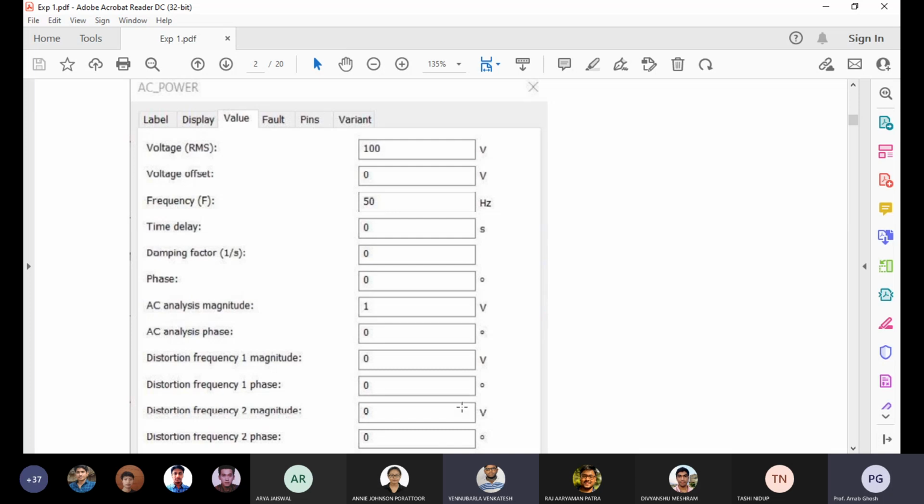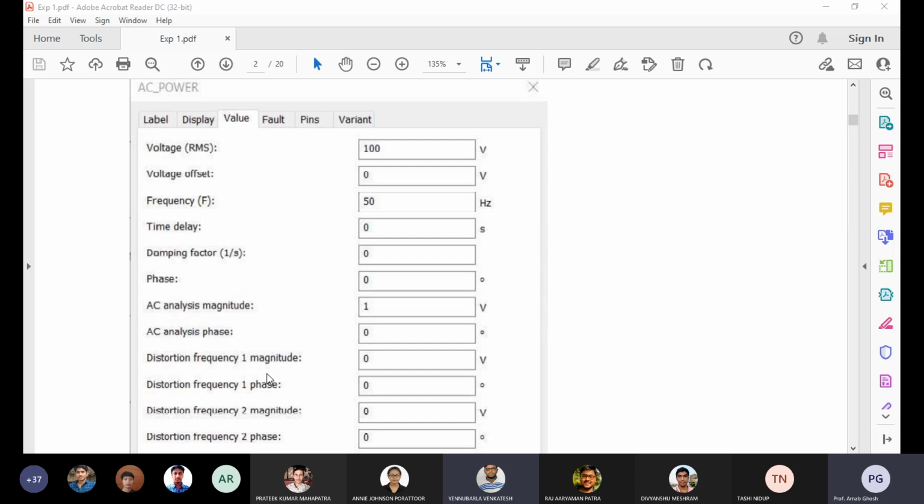Okay, so any queries from your end? Pratik? Yes, sir. In the observation table, we have to show the waveforms of all the parameters, like 10 samples? Yes, yes, a small diagram. Okay, not a big one, one small diagram.